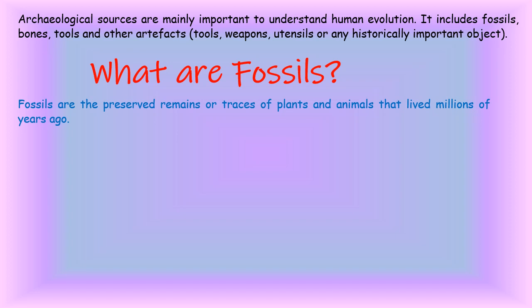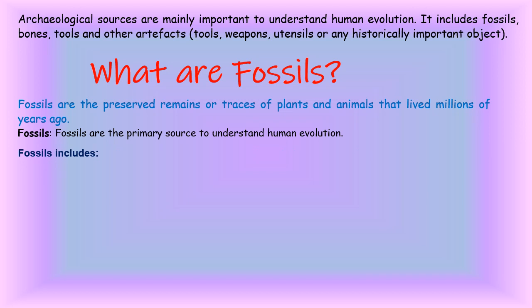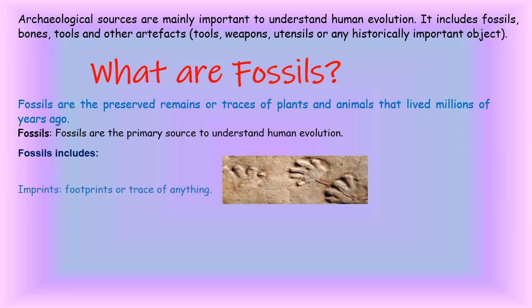Good. Fossils are primary sources that help us to understand human evolution. They include imprints of footprints or traces of anything. For example, see this picture. You can see footprints here in this picture. Here is another picture.